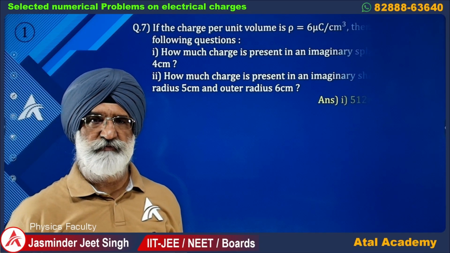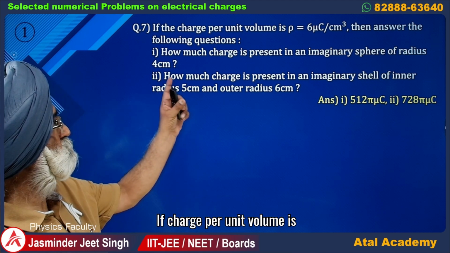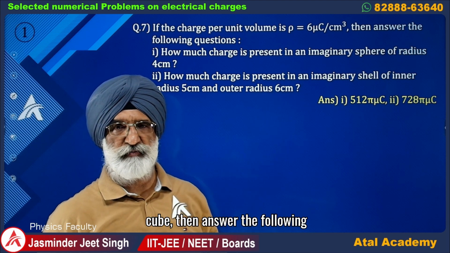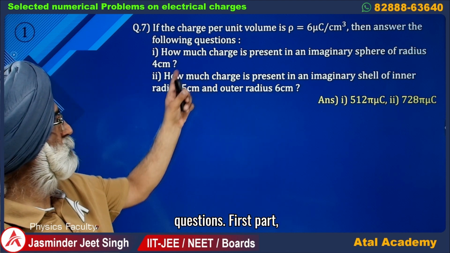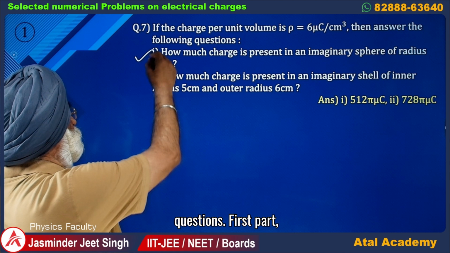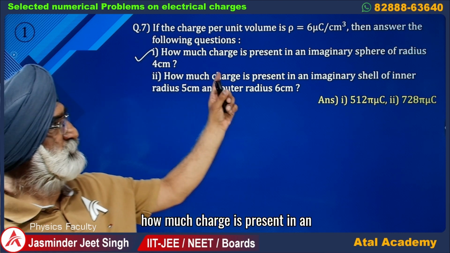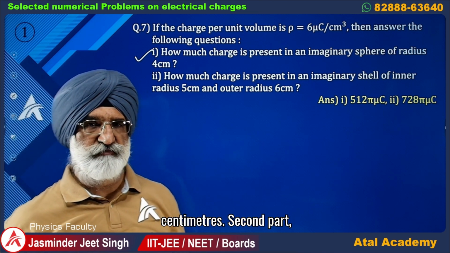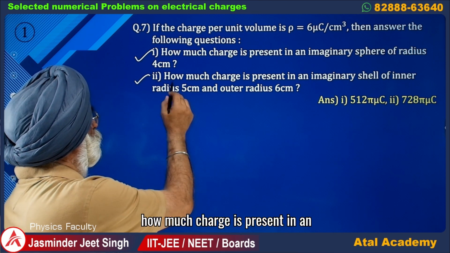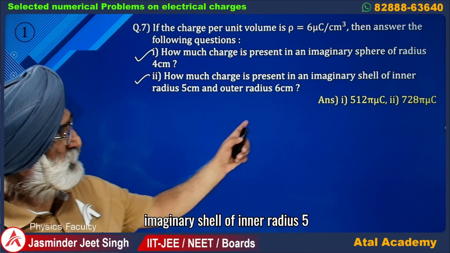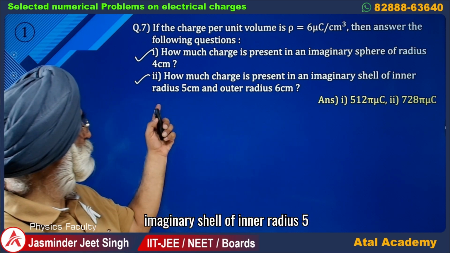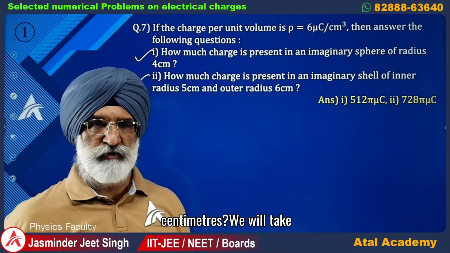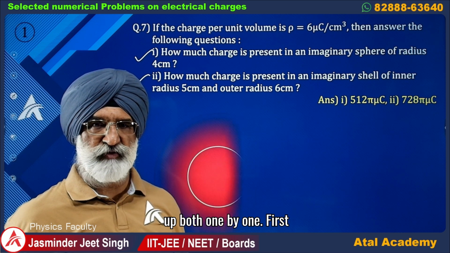Numerical number 7. If charge per unit volume is rho, 6 microcoulomb per centimeter cube, then answer the following questions. First part, how much charge is present in an imaginary sphere of radius 4 centimeters? Second part, how much charge is present in an imaginary shell of inner radius 5 centimeters and outer radius 6 centimeters? We'll take up both one by one.